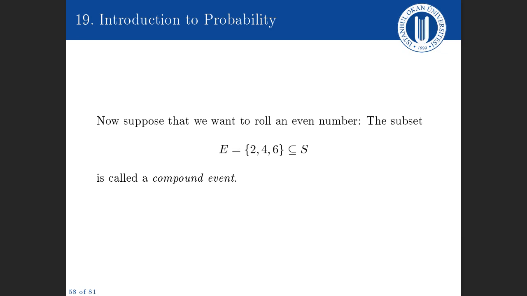Now let's suppose that we want to roll an even number. How can we roll an even number with this die? We would have the subset containing 2, 4, and 6. This is called a compound event.